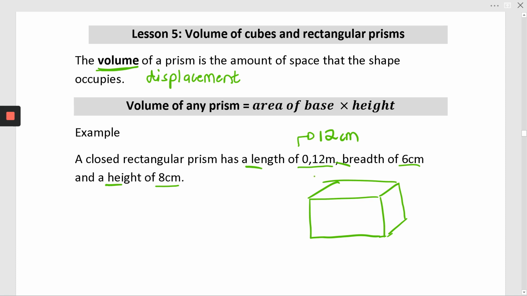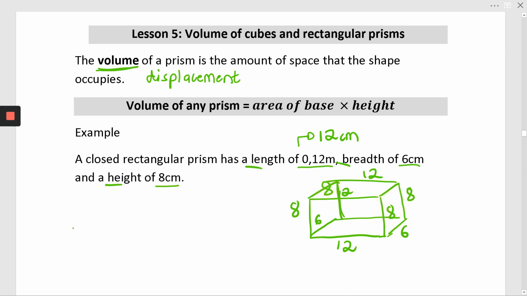But for the sake of it, the longest one will be the length, so that's going to be the 12, which means that's also 12 and that's also 12. Breadth is 6, so that'll be the bit that goes along, and then of course we've got the back end to the rectangular prism, so that is also 6. And then the height will be the 8. 8 at the back there.